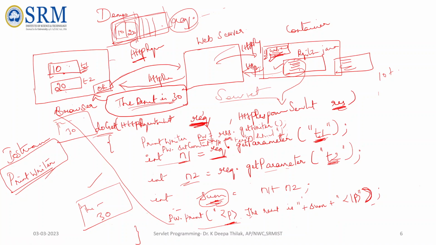So this is a basic servlet program to access the form elements and do some processing. Here I am getting the input from the form, this part is processing the data, and this is generating and sending the result back to my client. These are the simple steps we'll see in the demo session.